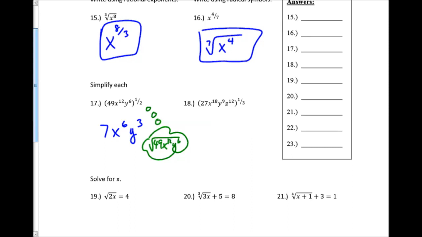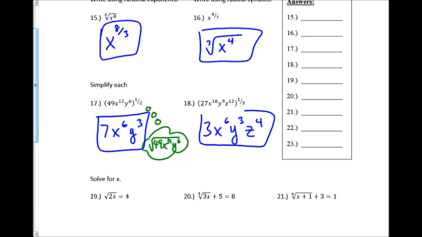Same thing with the next one. The 1/3 power is the cube root. The cube root of 27 is a 3. The cube root of x to the 18th, again, I'm multiplying by the 1/3 or dividing by the 3. That's an x to the 6th, a y to the 3rd, and a z to the 4th. And again, when you're looking at these, you can just think of them in terms of radicals. If you want, you can think of this as just the cube root of 27, x to the 18th, y to the 9th, z to the 12th, and go from there.